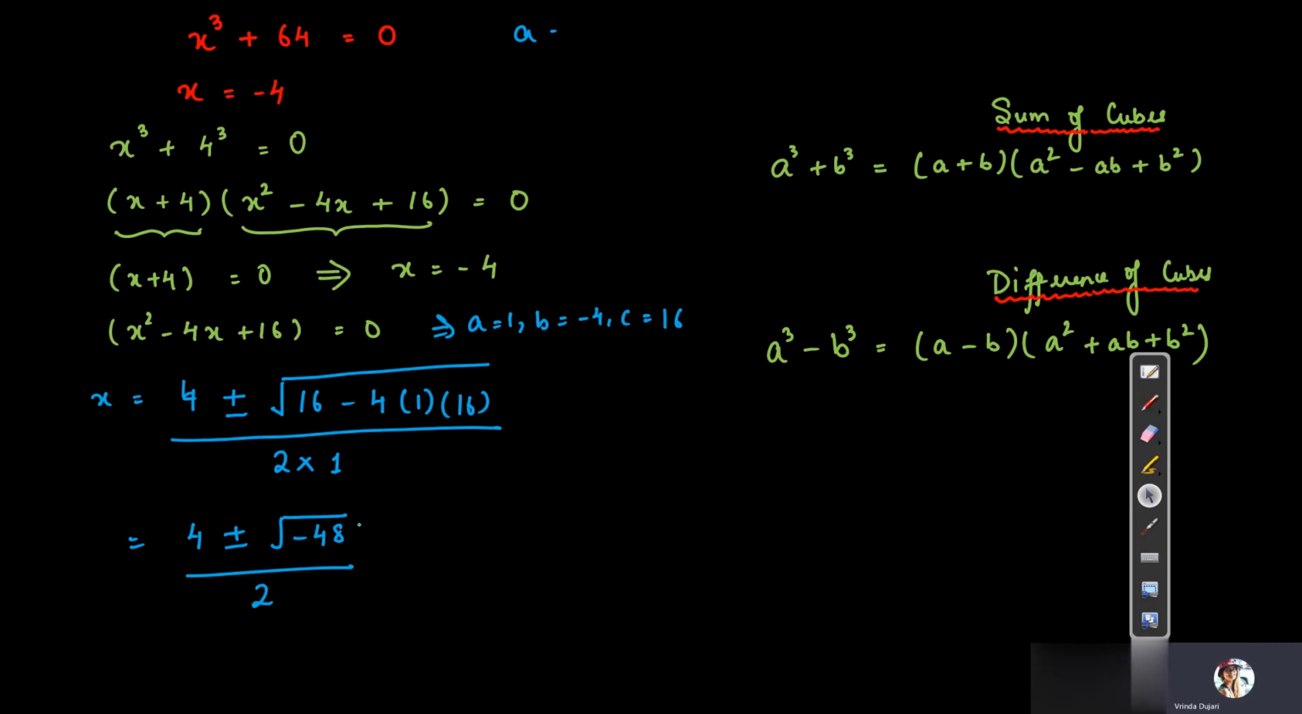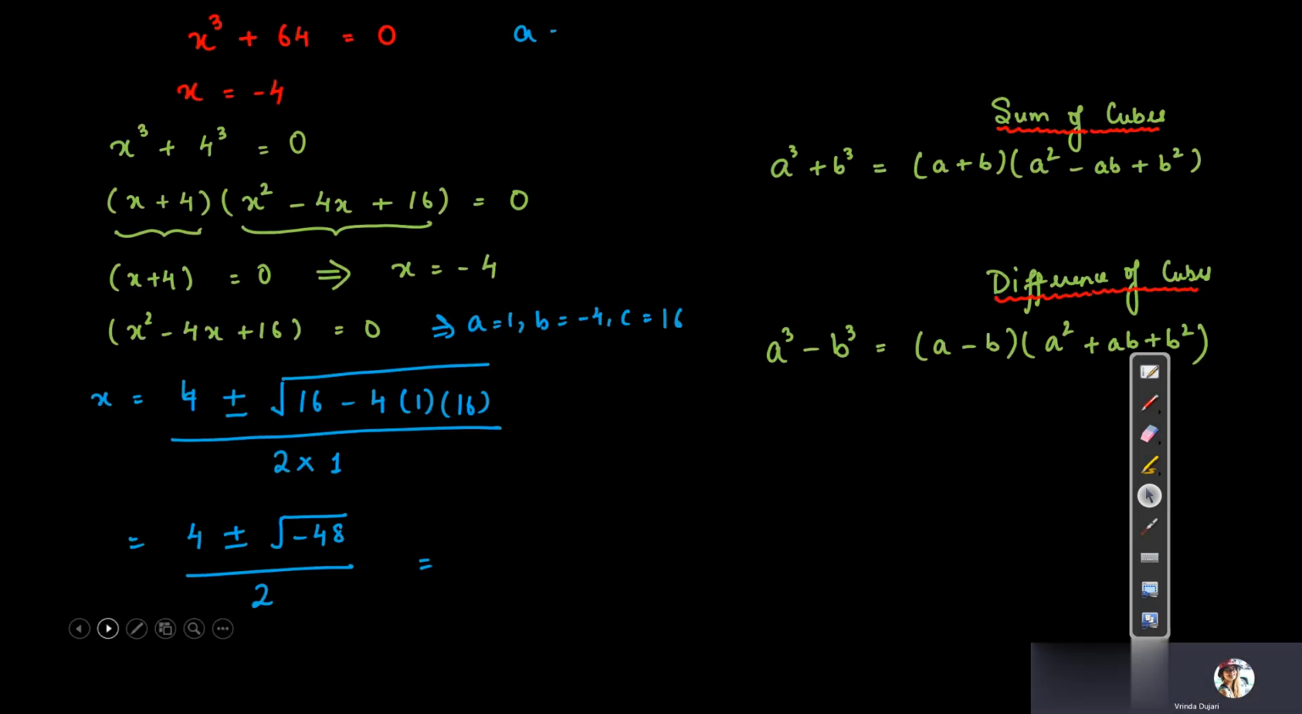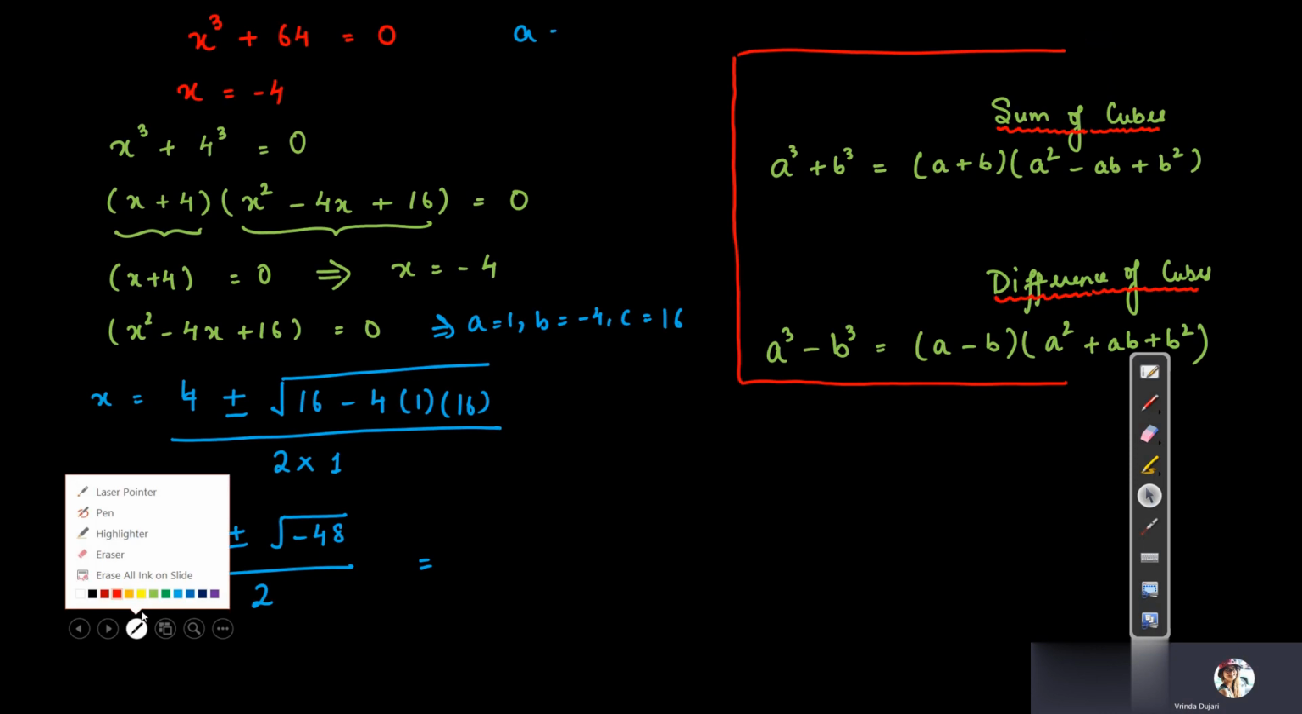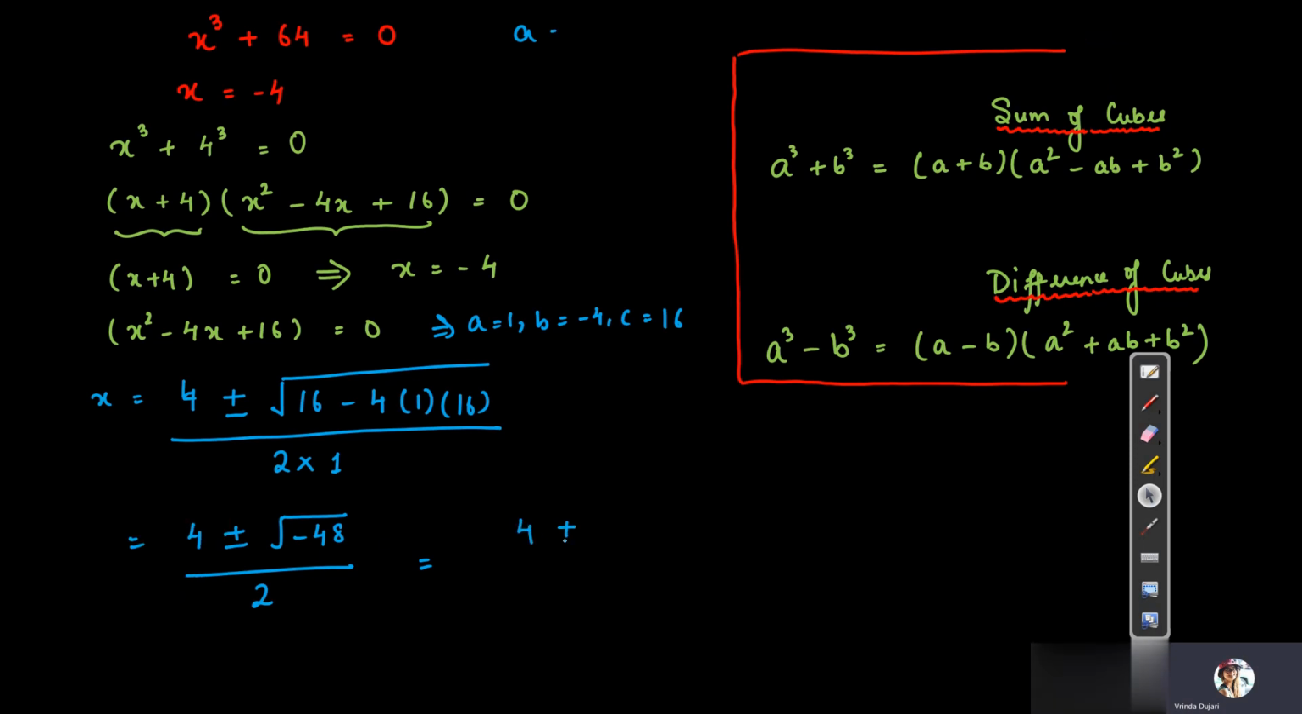Now here comes the role of complex number. So now we have square root of negative 48. So can you write it in terms of iota, Bhavna? Square root of negative 48. Yeah, one sec. Is it 4 plus or minus i over 2? What is the value of square root of negative 48? It's, I think, because iota is the square root of negative 1.